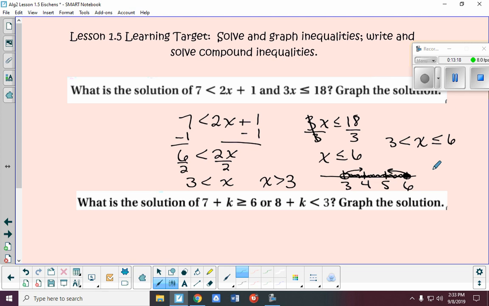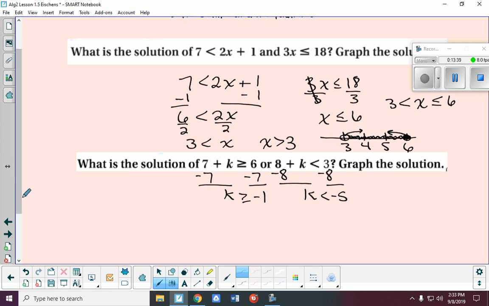Next one is an OR, and so we have to get the values of k that work in one or the other. So if we subtract 7, k is greater than or equal to -1. Here, if we subtract 8, k is less than -5.